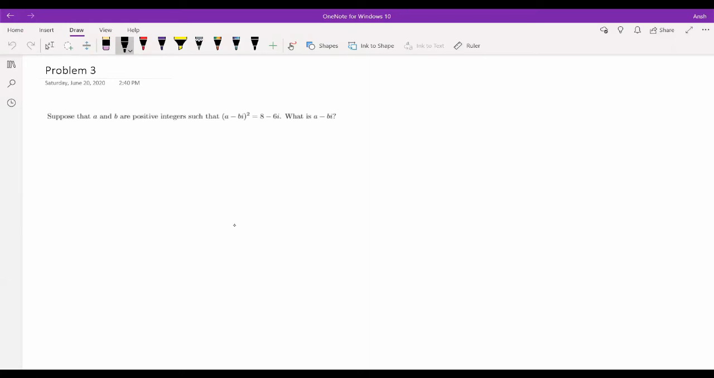If we expand this, we have a squared, then minus 2abi, and then bi squared would be negative b squared, so we have minus b squared. And this is equal to 8 minus 6i. Well, now we see that the real parts of both of these numbers have to be equal, so we get that a squared minus b squared equals 8. And the imaginary parts have to be equal, so we get negative 2ab equals negative 6.